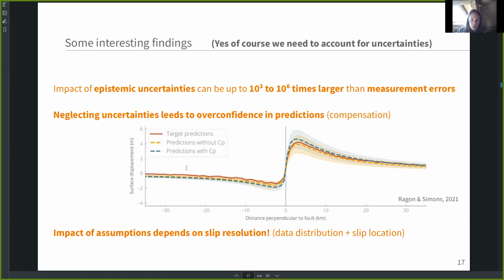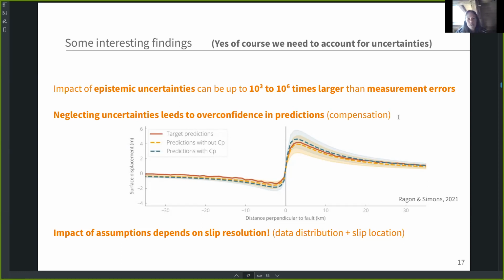So you can see this is a profile across the fault. Here is the fault in gray. You can see some data that are in red here. You can see some predictions that are in orange, without accounting for uncertainties. So you can see that the predictions without uncertainties are very close to the data. And if you do account for uncertainties, then you can see that the predictions in green are farther from the data than when neglecting uncertainties. That is easily understandable by the fact that if you neglect uncertainties, then the predictions will compensate for the errors in the crustal structure.